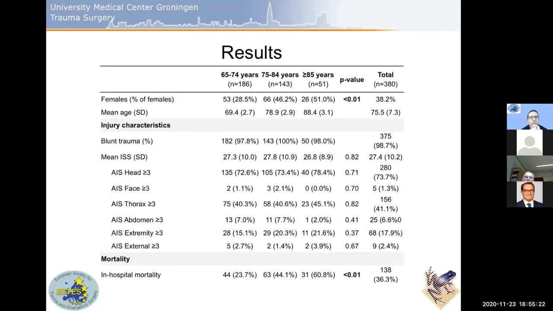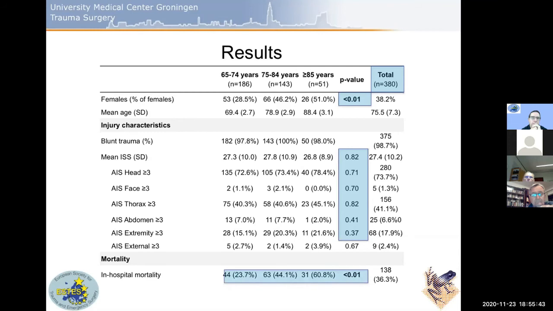If you see this, 380 patients. We know this about the female group, it is rising when the patients get older. There was no real difference in the AIS of these different groups in this study, but the mortality was much higher.